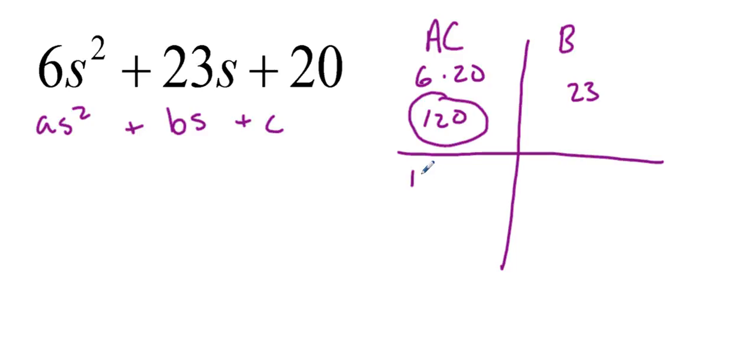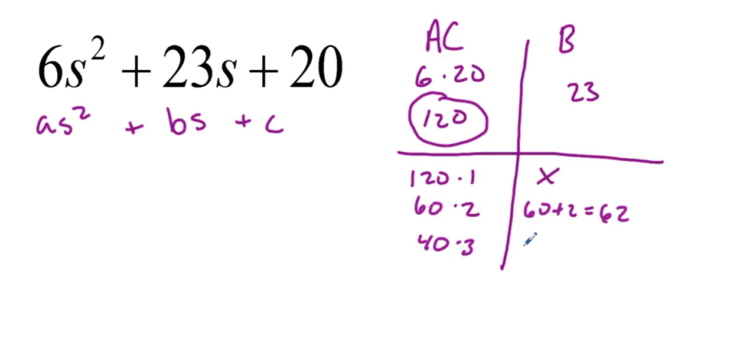All right, so let's see if we can figure this out. Well, 120 times 1. If you get started doing this, you know we're going to take the sum of these and it has to equal 23. 120 plus 1 is not going to work. Another one is 60 times 2, but that sum is 62, so that's not it. Let's think of the other ones. 3 times 40 is 120, and that sum is 43, so that one doesn't work.